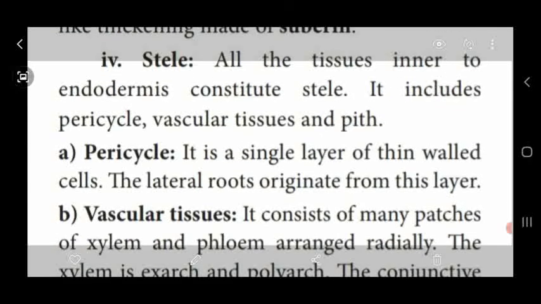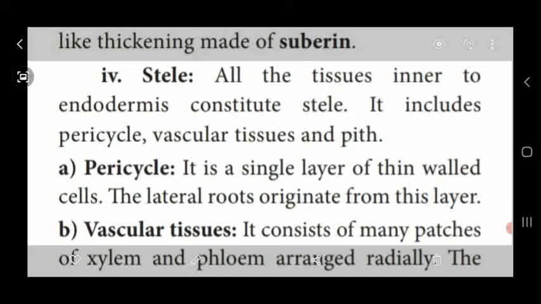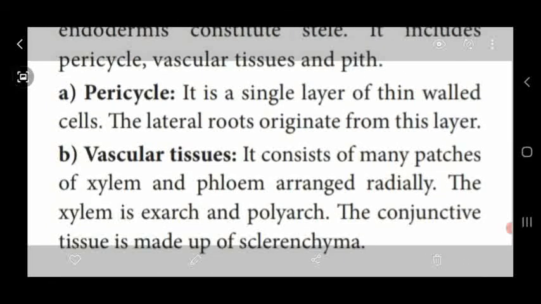Next one, stele, the region inner to the endodermis, which consists of two regions in dicot root, but here three regions: pericycle, vascular bundle and pith region. Next one, pericycle. Inner to the endodermis, a single layer made up of closely packed parenchyma cells is called pericycle. The walls are very thin. This pericycle region gives rise to the lateral roots.